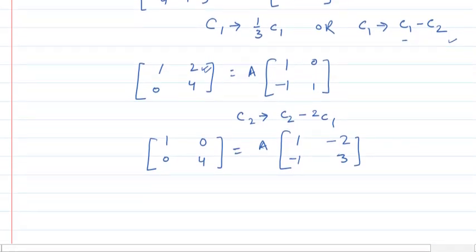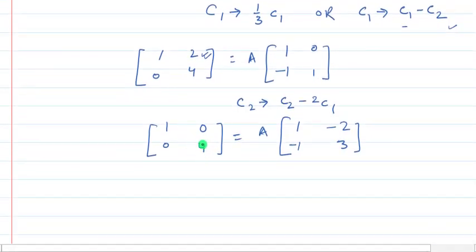Now next we need to make this 4 as 1, and after this operation we are obtaining matrix I over here. So for this, the simplest operation is C2 implies 1 upon 4 C2. So let us apply the operation. 1, 0, no change in C1, and C2 will be 0, 1. So identity matrix we are obtaining here.